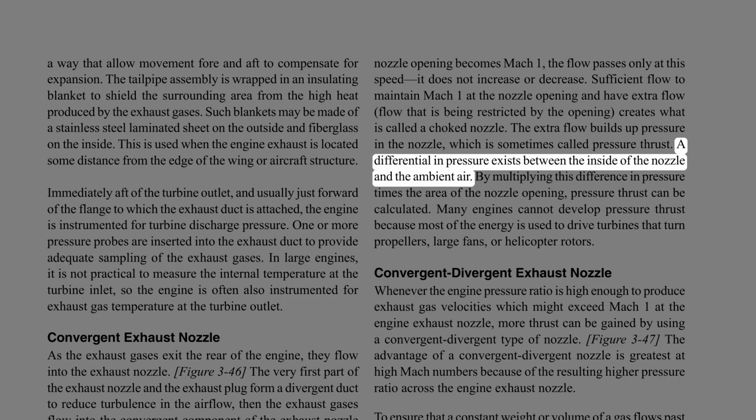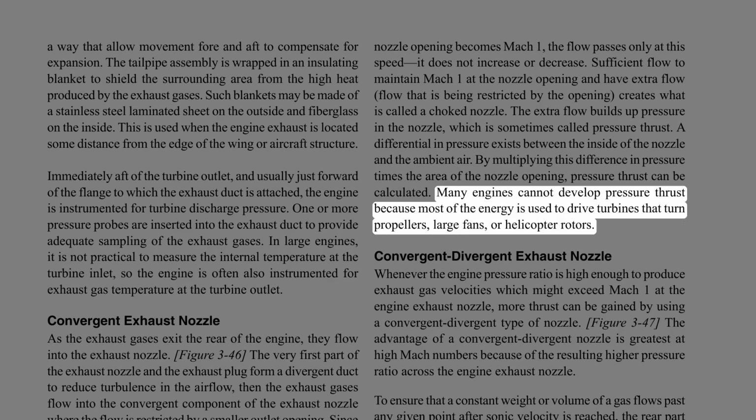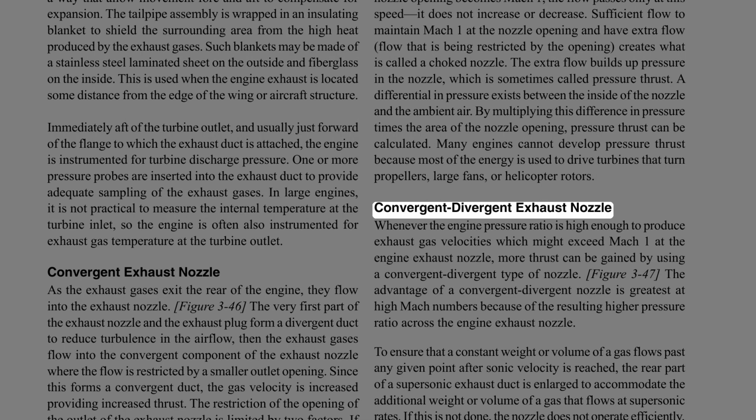A differential in pressure exists between the inside of the nozzle and the ambient air. By multiplying this difference in pressure times the area of the nozzle opening, pressure thrust can be calculated. Many engines cannot develop pressure thrust because most of the energy is used to drive turbines that turn propellers, large fans, or helicopter rotors. Convergent-Divergent exhaust nozzle.